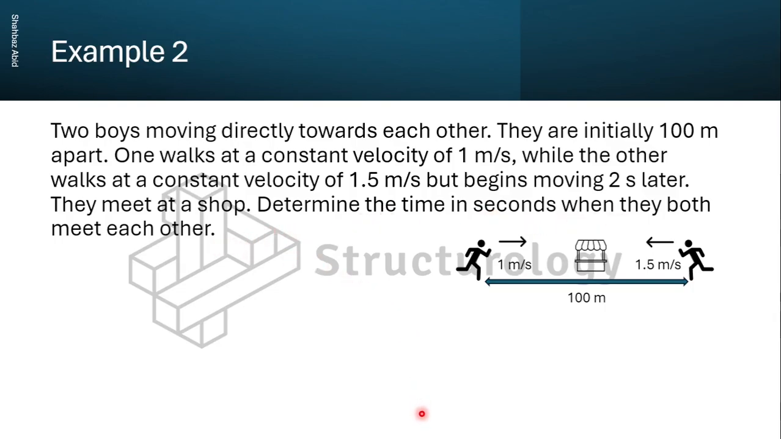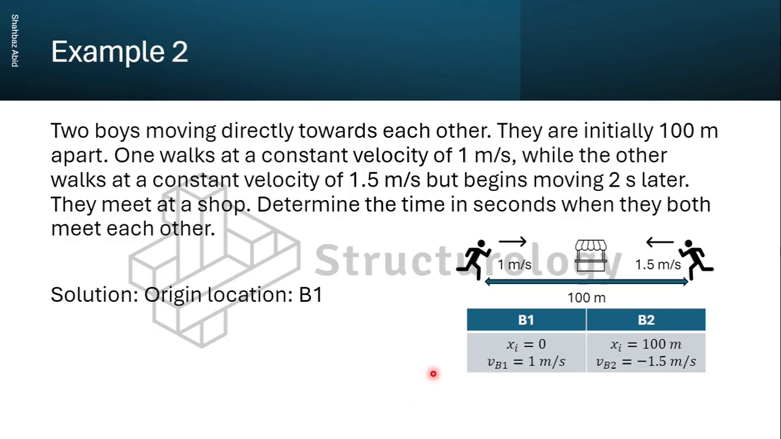Again, in this problem we have to locate the origin. Let us call this boy B1 and this boy B2. I'm going to locate the origin where B1 is located at this instant. Based on this origin location, the given information we have is the initial position of B1 is equal to 0 because it is at the origin. The velocity of B1 is equal to 1 meter per second, a positive value because it is moving in the positive x direction. Whereas B2 has an initial position equal to 100 meters, and the velocity of B2 is equal to negative 1.5 meters per second because it is moving in the negative x direction.